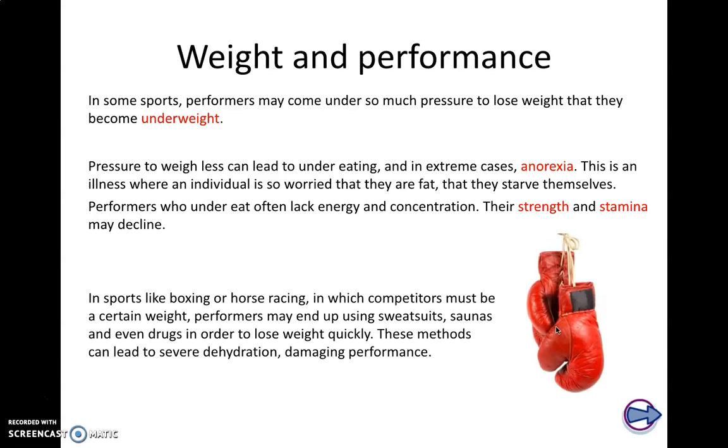So in things like boxing or horse racing, in which competitors need to be a certain weight or want to be lighter, they may use sweatsuits, saunas, and even drugs like diuretics to lose weight quickly. These methods can lead to severe dehydration and worsen your performance.